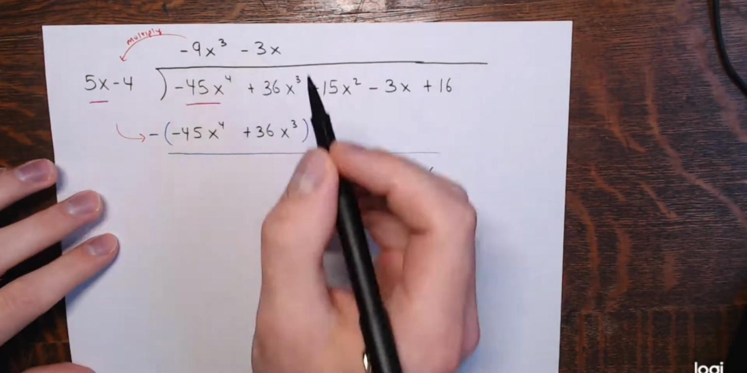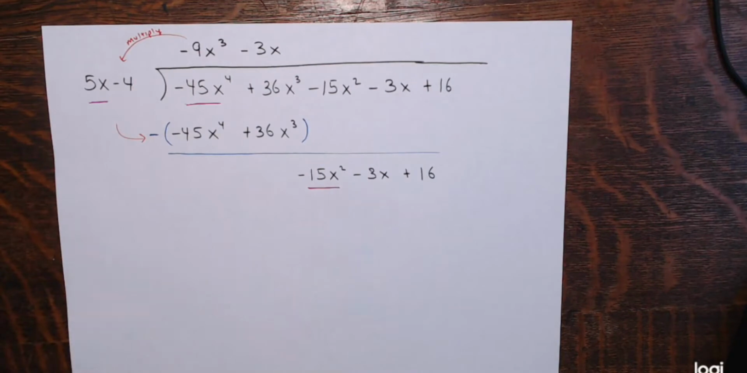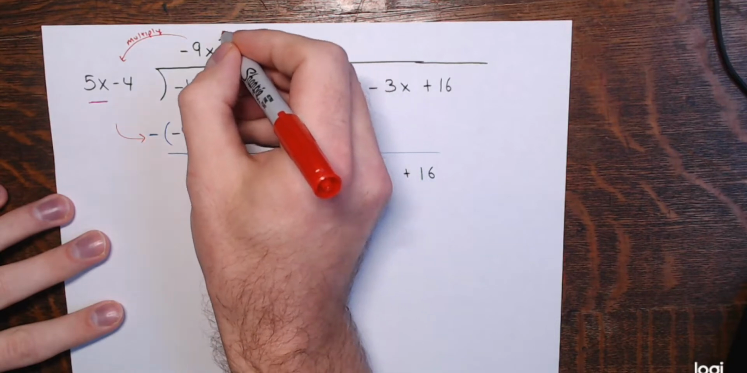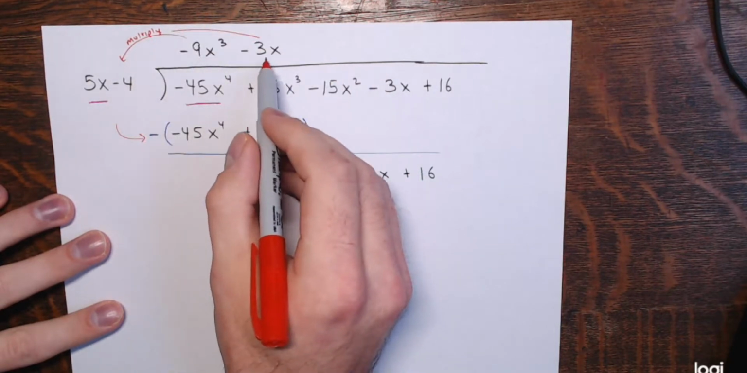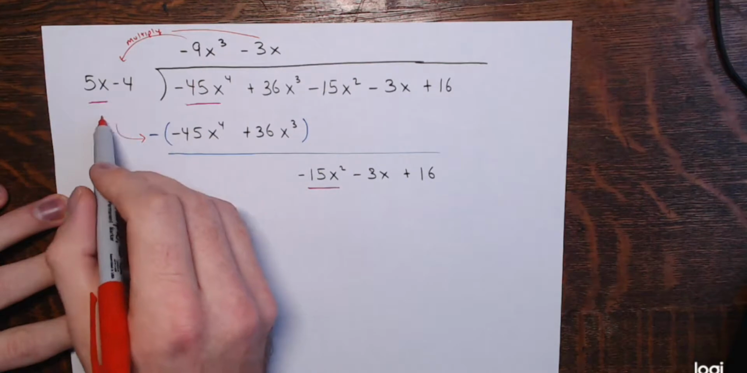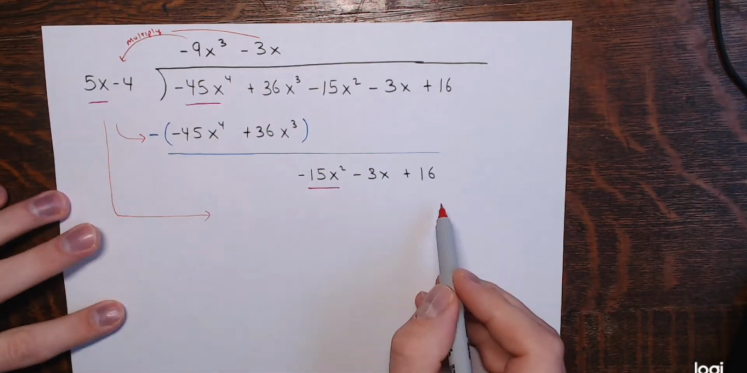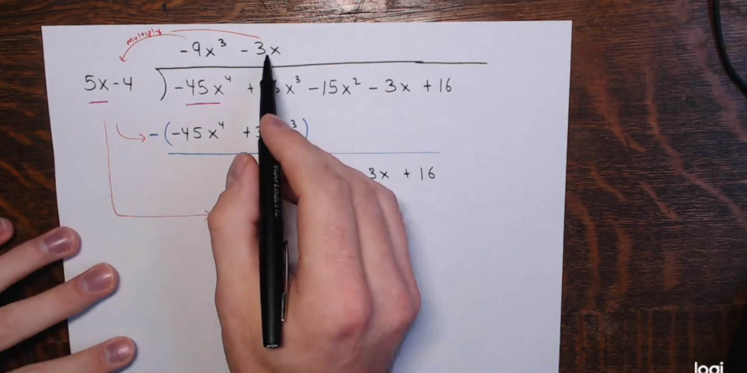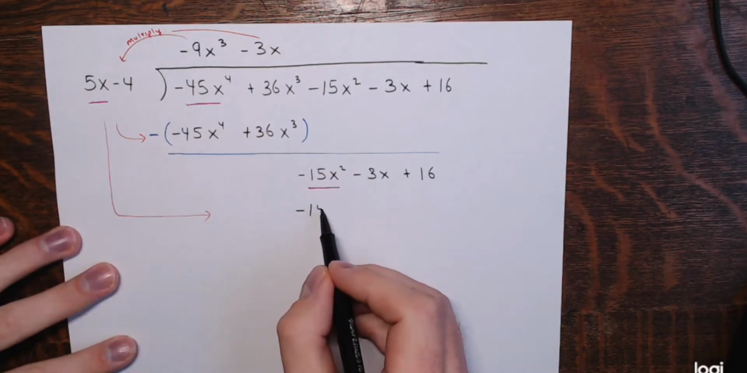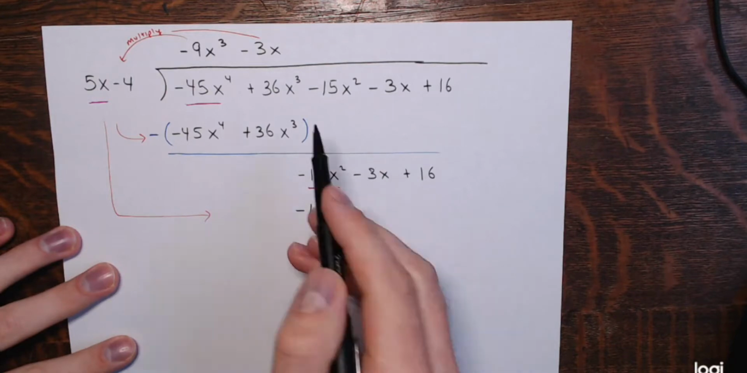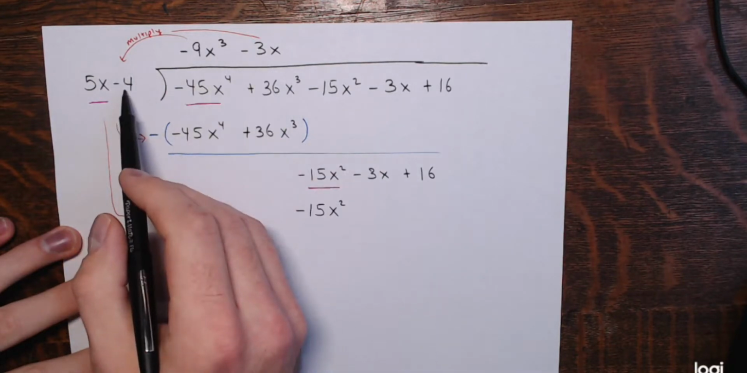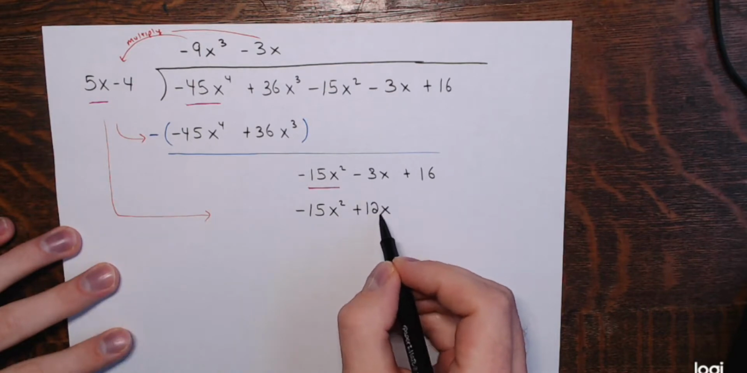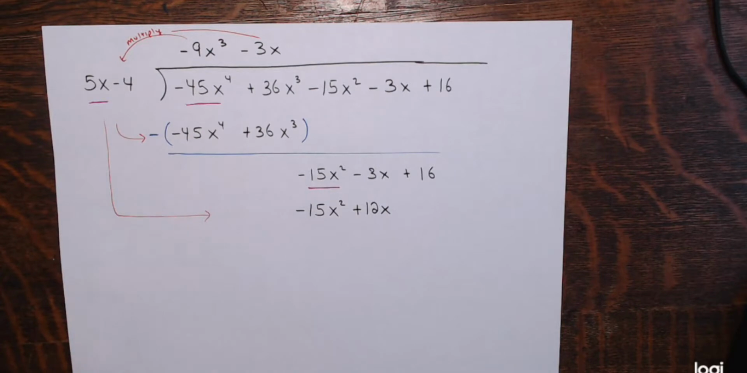That's the next term I write, negative 3x. Then once again, this negative 3x, and only the negative 3x, is multiplied by the divisor, and the result is written underneath this line here. So negative 3x times 5x is negative 15x squared. Negative 3x times negative 4 would be positive 12x, and I'll write that under the other x term. And I'm done with that multiplication step now.